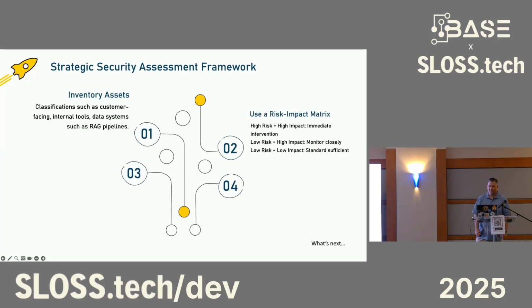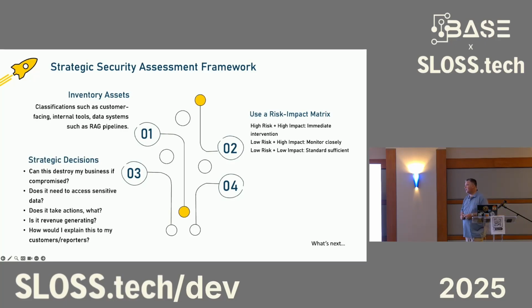Next up, because you understand what you're doing, you can then go and start using a risk to impact matrix. High risk, high impact. We're going to look at that immediately. Low, standard security should be sufficient. Then start asking yourself strategic questions and making decisions.